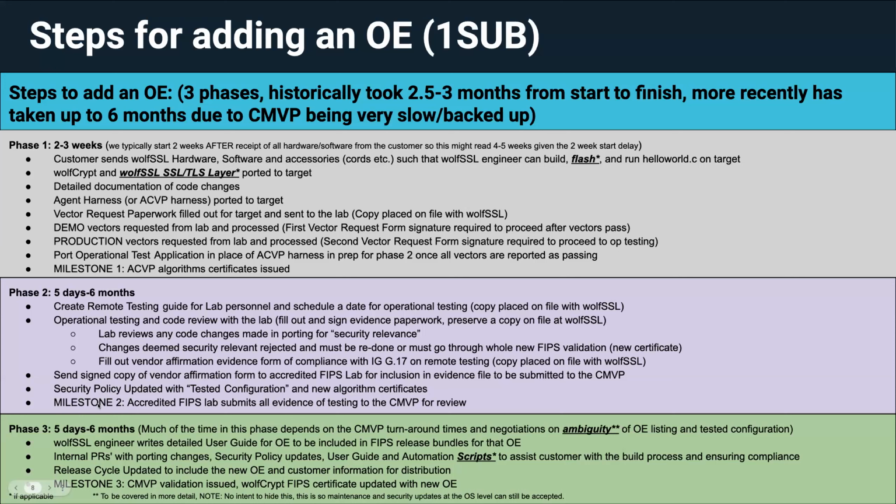Once everything has passed the lab's review and they've submitted it to the CMVP, we consider that the end of milestone 2 and the beginning of milestone 3. And milestone 3 is we're just waiting on the CMVP to review all the testing and work that we did with the lab, approve it, and then publish the changes onto our certificate. And that can take as little as 5 days and as long as 6 months, depending on the CMVP's current backlog.